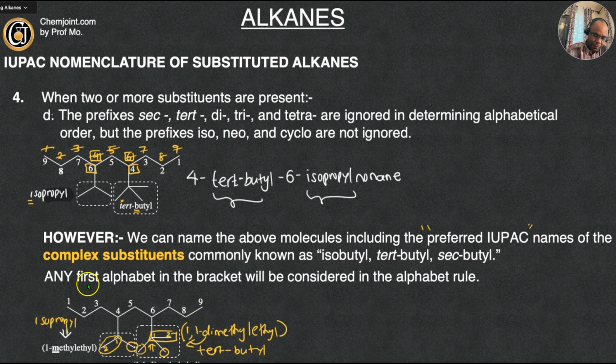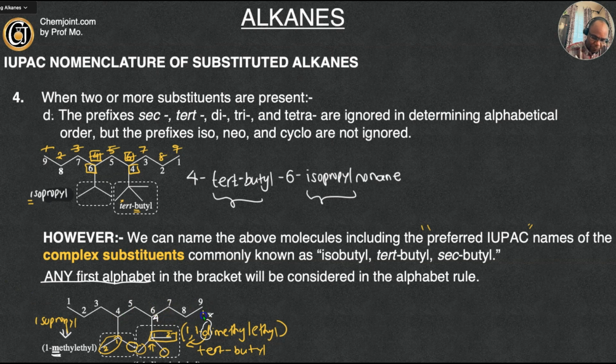This time, because the D is in parentheses, we have to consider the very first alphabet. So you always consider any first alphabet in the parentheses. D wins over M. This D would have been ignored if it was not in parentheses; I would have been considering the M like we did in the last slide. Okay, so now we will give the name, prioritizing the position of the tert-butyl because it has a D. It will end up on a 4, right?